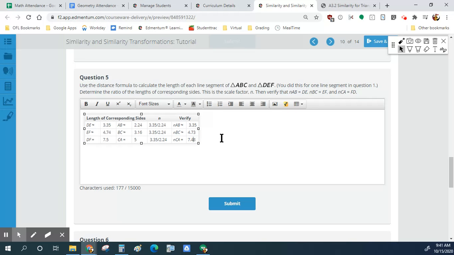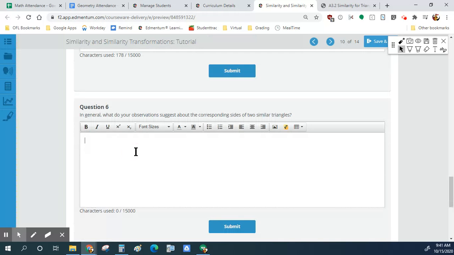48. And I see I'm a little off. Very little. In general, what do your observations suggest? You can calculate a corresponding side by multiplying the side by the scale factor.